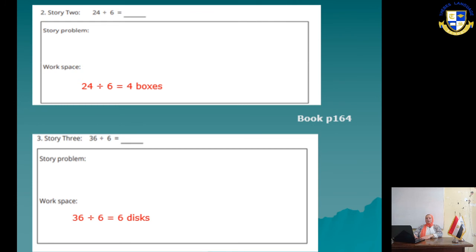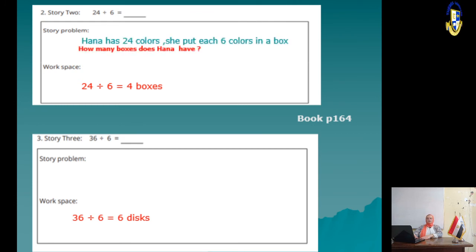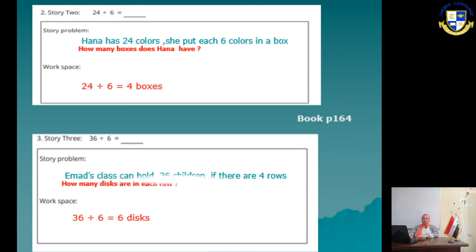Number 3, we have 36 divided by 6, and the story problem will be Imad's class can hold 36 children. If there are 4 rows, how many children are in each row? Okay, so we are going to divide 36 by 4, because there are 4 rows, not 6. Okay, 36 divided by 4 equals 9.